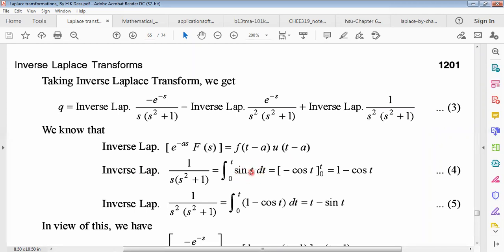F of t means what? Sin. So this means what? 1 minus cos t. Sin integration what? Minus cos. Just putting upper limit and lower limit, 1 minus cos t.